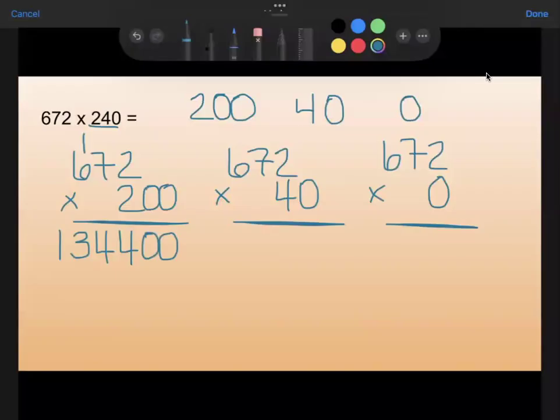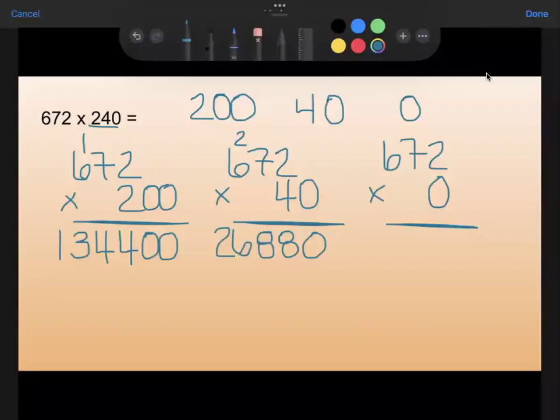For the next one, I'm going to focus on 2 times 4, which is 8, 7 times 4, which is 28, and then 6 times 4, which is 24, plus 2 would be 26. And then I'm going to drop that 0 that's kind of sticking out at the end.